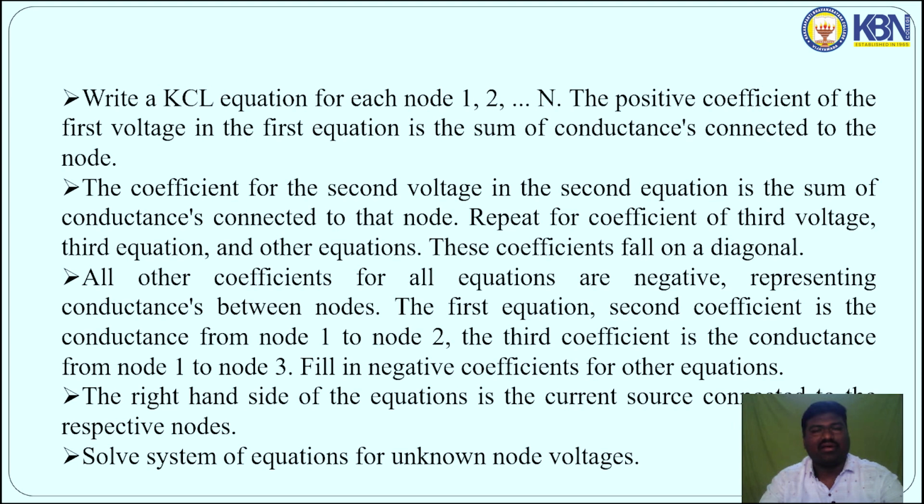All other coefficients in the equations are negative, representing conductances between the nodes. In the first equation, the second coefficient is the conductance from the first node to the second node. The third coefficient is the conductance from the first node to the third node. Fill in the negative coefficients for the other equations. The right hand side of the equations is the current source connected to the respective nodes. Solve the system of equations for the unknown node voltages. This is the way to find the unknown node voltages.